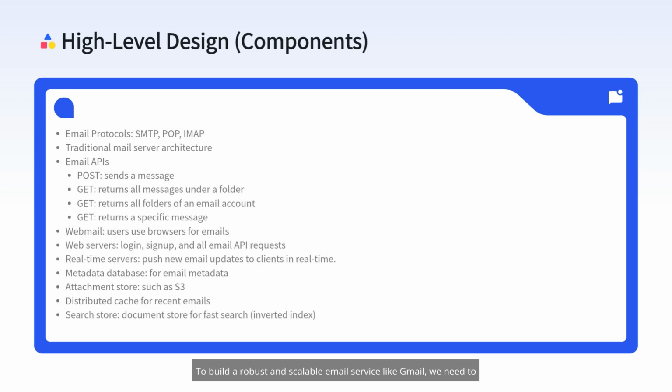To build a robust and scalable email service like Gmail, we need to incorporate key components of traditional email infrastructure along with modern service-oriented elements. Let's walk through the high-level architecture. Email protocols. At the core, we rely on standard protocols. SMTP, Simple Mail Transfer Protocol, handles the sending of emails. POP, Post Office Protocol, and IMAP, Internet Message Access Protocol, are for receiving emails.